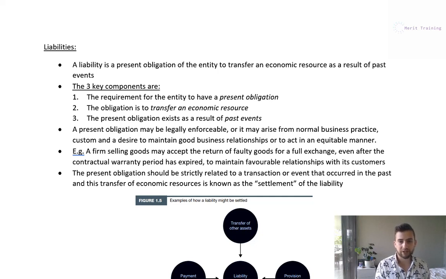So a present obligation may be legally enforceable, or it may arise from normal business practice, custom, and a desire to maintain good business relationships or act in an equitable manner. For example, a firm selling goods may accept the return of faulty goods for a full exchange, even after the contractual warranty period has expired, to maintain favorable relationships with the customers. Therefore, that would satisfy the definition of liability, even though there's no written contract. The written contract probably even says it's not a liability, but we'd still recognize it as a liability because it's business custom. Next, the present obligation should be strictly related to a transaction or event that occurred in the past, and this transfer of economic resources is known as the settlement of the liability.